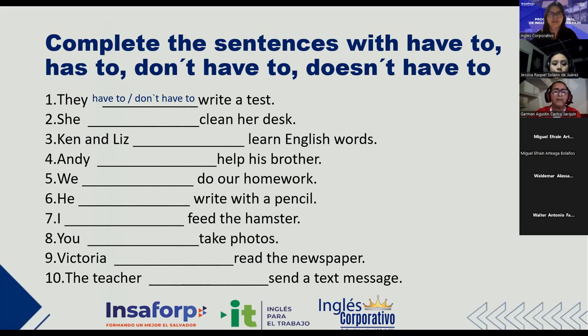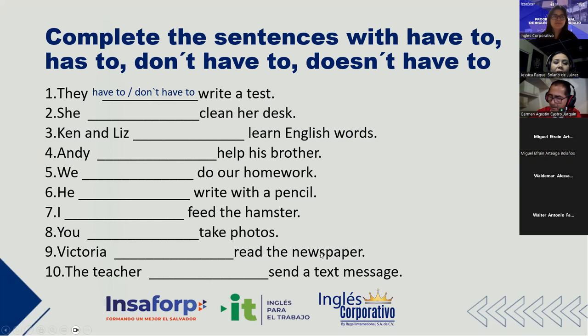She has to clean her desk. Mm-hmm. Or don't have to. She don't have to. Or she doesn't have to. She doesn't have to. Okay. So it can be affirmative or negative, right? She has to clean her desk. Thank you. Or she doesn't. Sorry for my apostrophe that it appears on that side. Okay, she has to clean her desk, or she doesn't have to clean her desk.